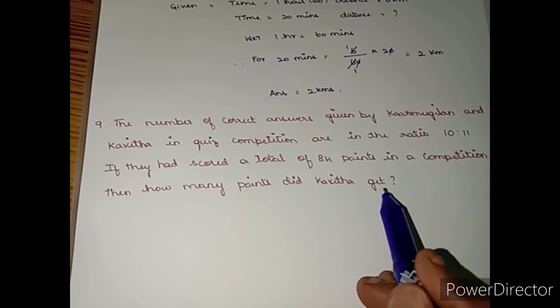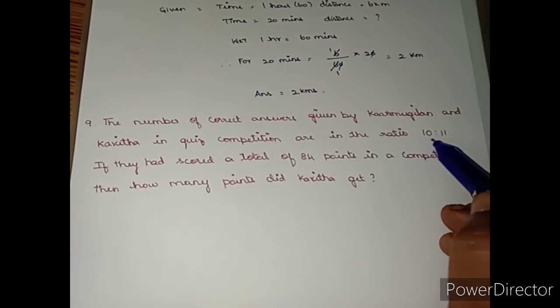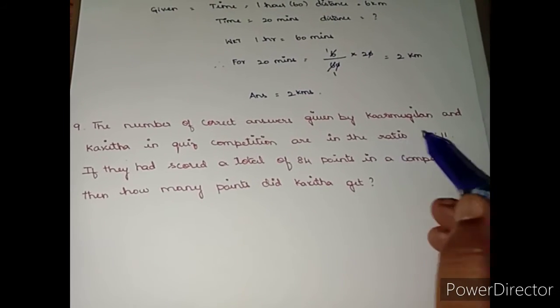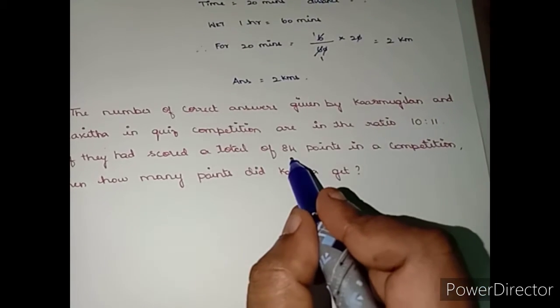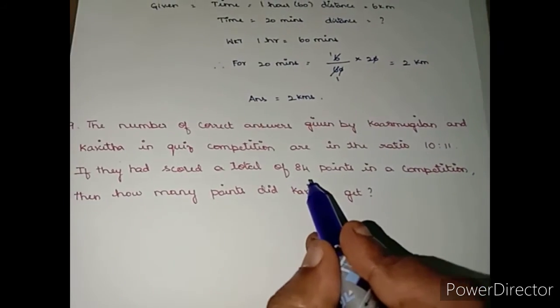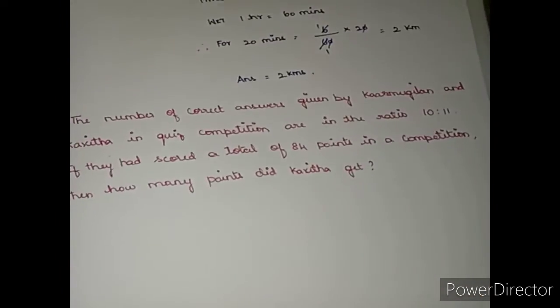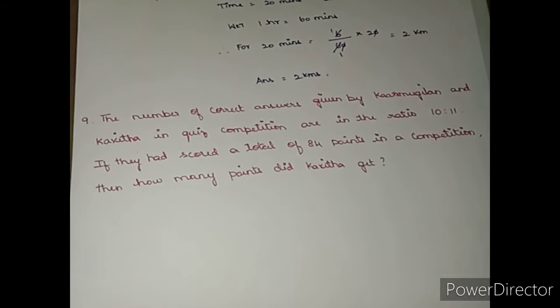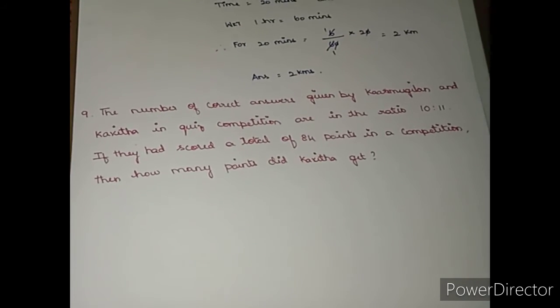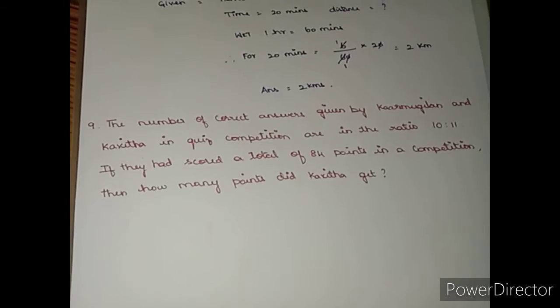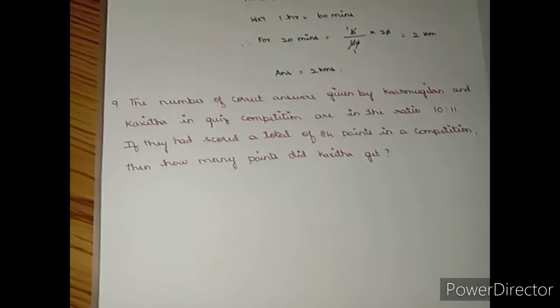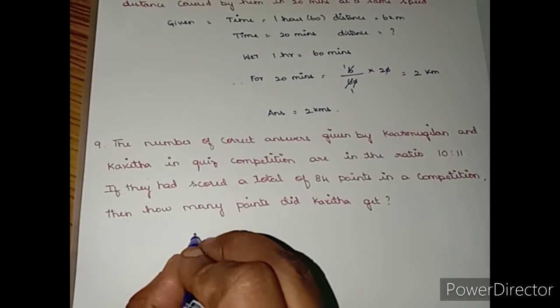If they had scored a total point of 84 in a competition, then how many points did Kavita get? So the ratio they have given is 10:11. The total points they have scored is 84. From this, we are going to find how many points belong to Kavita. This type of sum we have done in the previous exercise, that is equivalent proportion, and before that we have done ratio and proportion. Now, what is the ratio given?